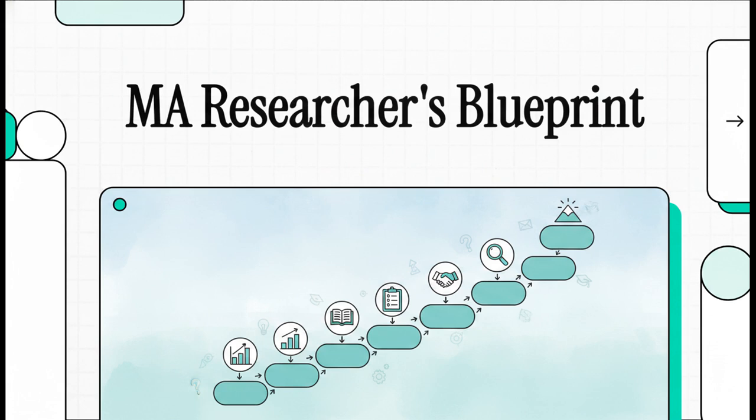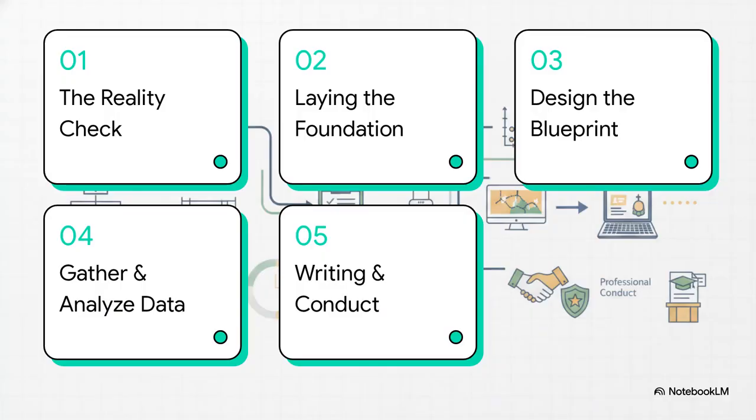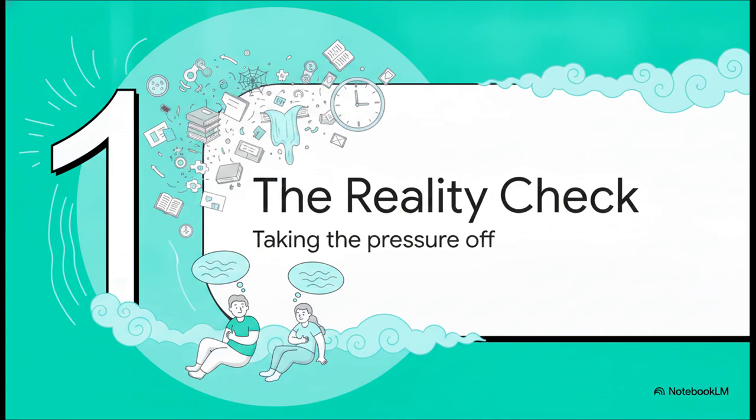Today, we're going to explore a brilliant framework designed by Professor Mahmoud M.S. Abdullah that completely demystifies the whole master's thesis process. It breaks the whole shebang down into 8 clear, manageable domains of competence. To make this framework incredibly digestible, we can group those 8 domains into 5 logical phases. We've got the reality check, laying the foundation, designing the blueprint, gathering and analyzing the data, and lastly, writing and professional conduct. So, let's start with phase 1, the reality check.